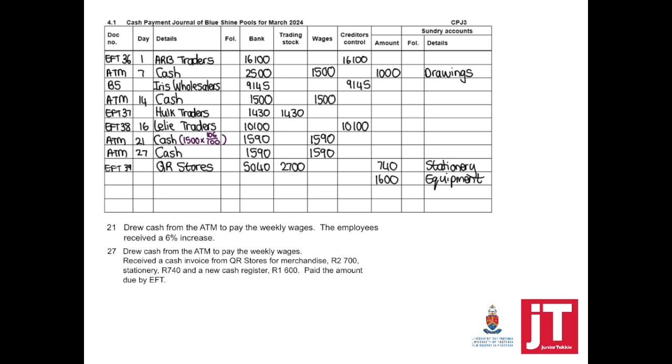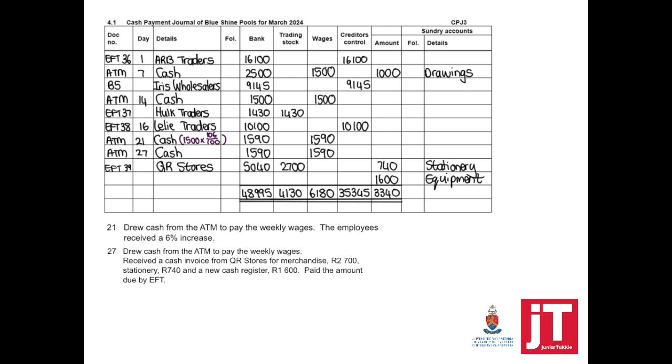So in total, we owe 5,040. Not owed, we've paid 5,040 for the purchase of trading stock, stationery, and equipment from QR stores. When we are done with taking all the transactions to the cash payment journal, we can draw a line and we can total each column.